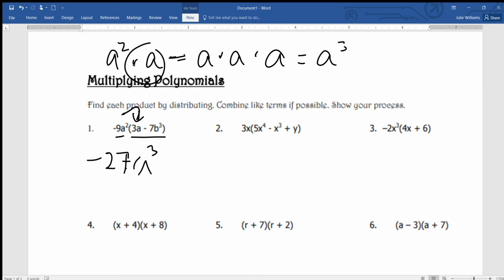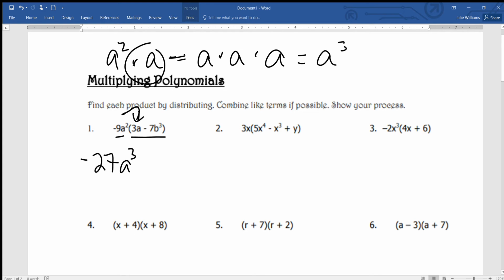I'm going to change my pen so it's a little better. Hold on. I'm going to erase real quick. Make it nice and neat for you. Used a different stylus. So negative 27a to the third.